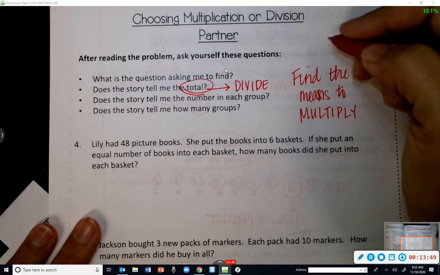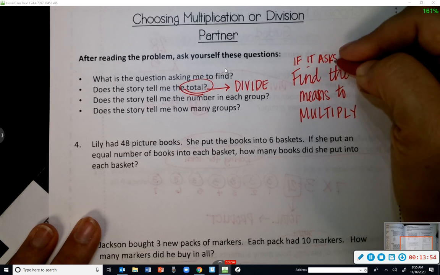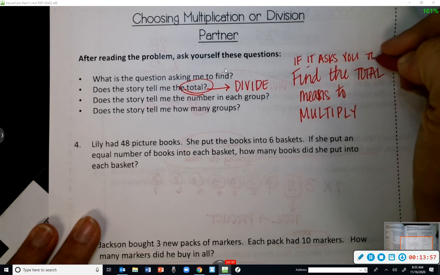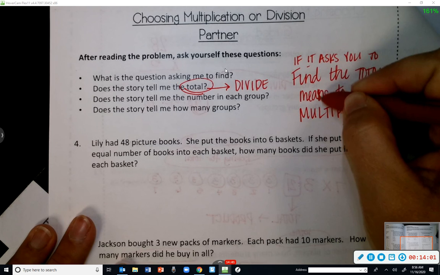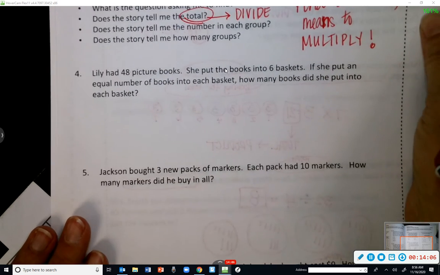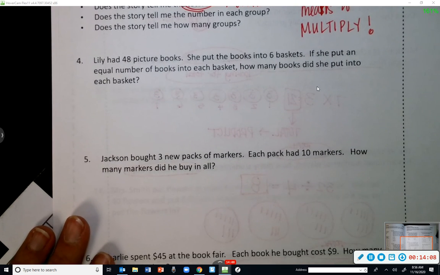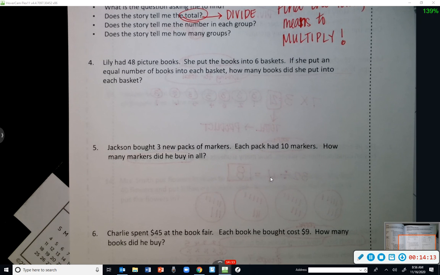Okay. So if it asks you to find the total, that means to multiply. Okay? So hopefully now, after those 3 we practiced together, you can tell the difference between a multiplication and division problem. But we're going to continue practicing this. 4, 5, and 6 we're doing on our own. Any questions before we start? All right. Get started. I'm going to be walking around the room.